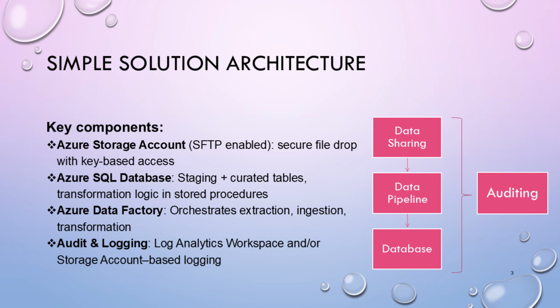In our setup, the SFTP storage account simulates an external organization securely dropping files for us to consume, with access scoped tightly to only what's required. Next, we ingest the data into an Azure SQL database. We separate raw data from curated data, and we handle cleaning and transformation using stored procedures inside the database itself. That keeps the processing logic close to the data and easier to govern.